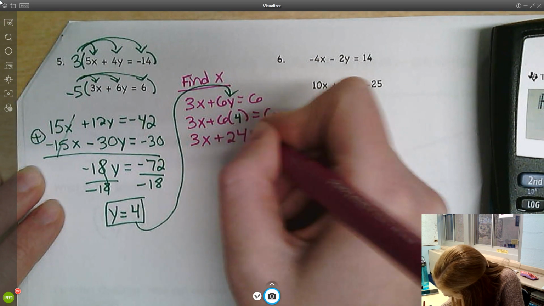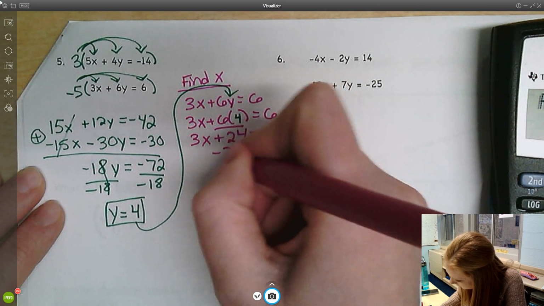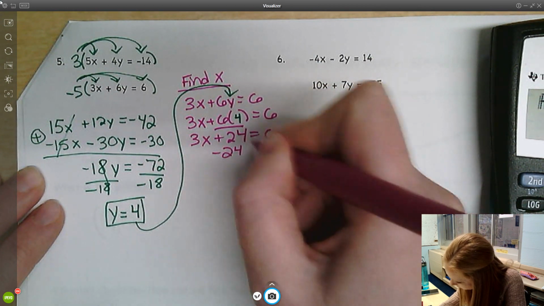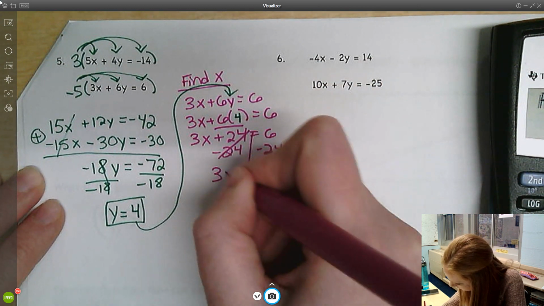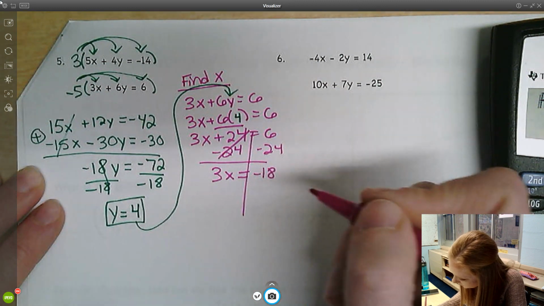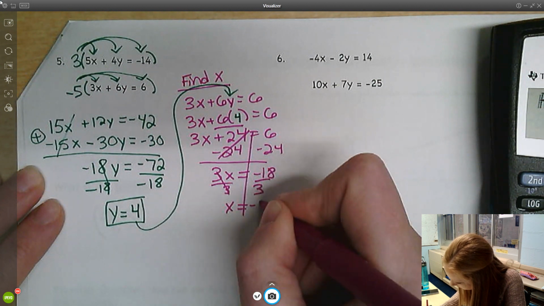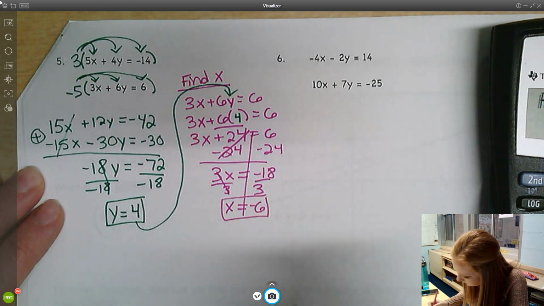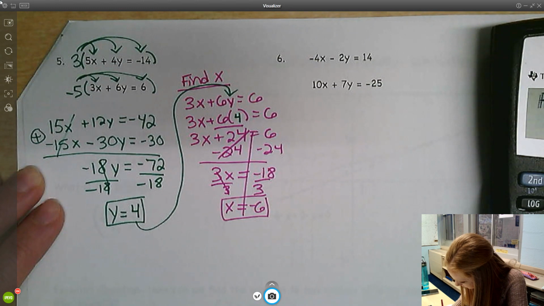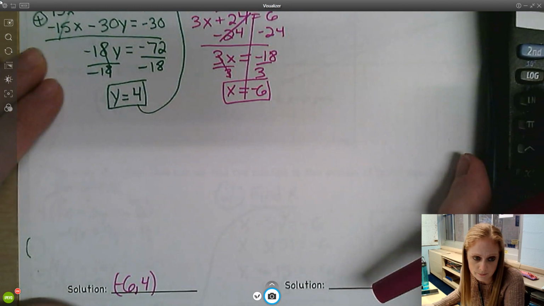3x plus 24 equals 6, because 6 times 4 is 24. And then let's solve our two-step equation. 6 minus 24 is negative 18. Divide both sides by 3, and you're going to get negative 6 for x. So that means our solution is negative 6 comma 4. Right? Our solution always goes x and then y.